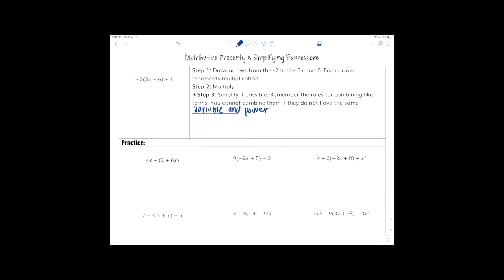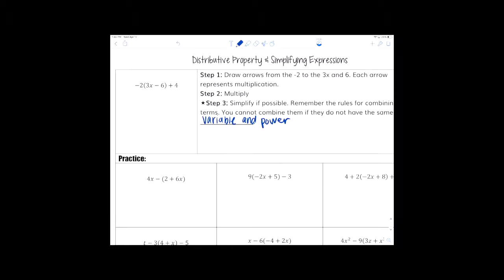So first I'm going to distribute. Which number am I distributing into my parentheses? -2, good. It's that number that's right next to my parentheses. Now when I'm distributing -2, which numbers am I distributing it to? 3x and 6. Am I distributing it to the 4? No. How come? Because it's not in the parentheses. Good. So I'm just drawing my arrows into 3x and -6.